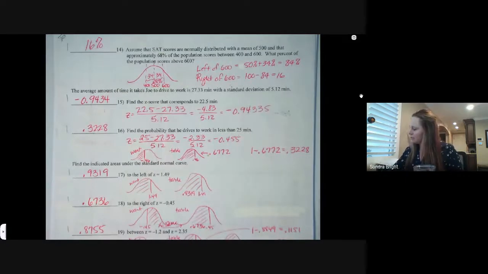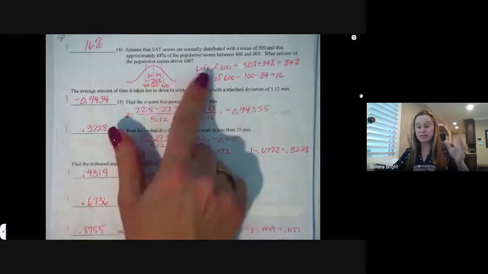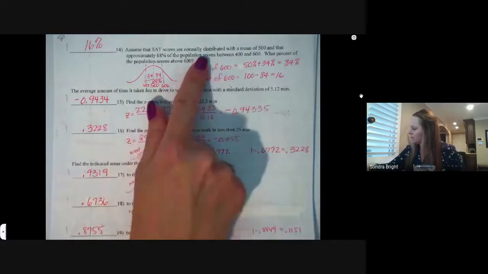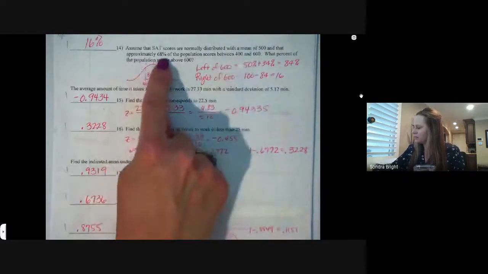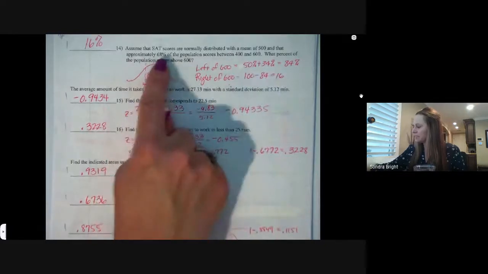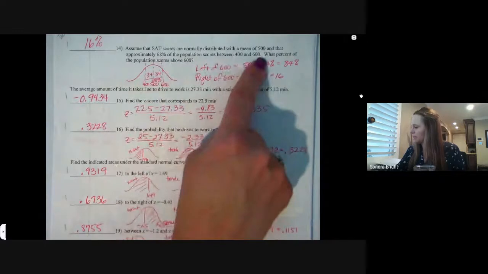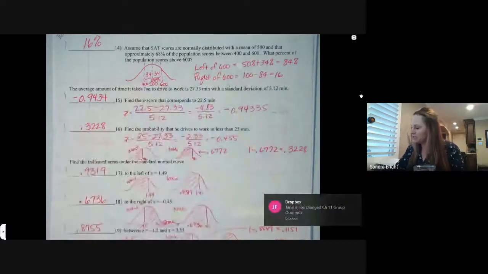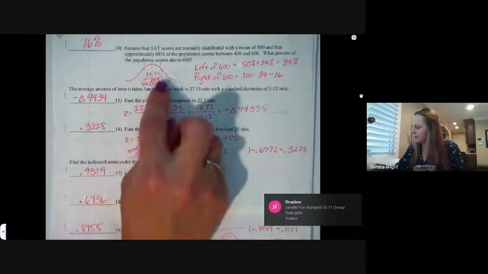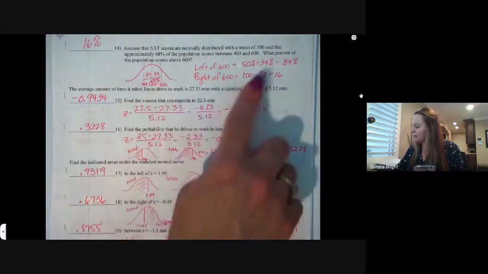It says, assume that SAT scores are normally distributed. That means you can use the empirical rule with a mean of 500 and then approximately 68%. That number should sound familiar to you. 68% of the population scores between 400 and 600. So if 68% is here between 400 and 600, then we obviously know that's just 100 difference, right? What percent of the population scores above 600?